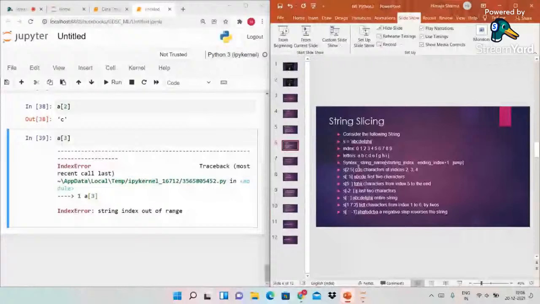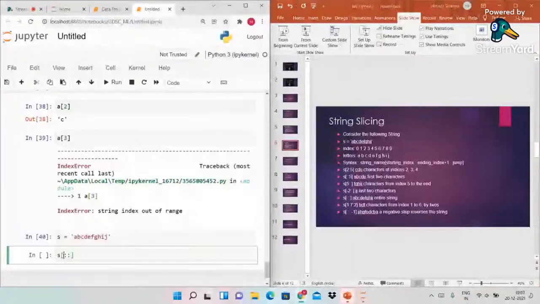So S is equal to A, B, C, D, E, F, G, H, I, J. That's a beautiful string. Now, what I'm saying here is, we start with a square bracket, and there are two colons. The first number that I write before the first colon represents the starting index. Let me write 0.